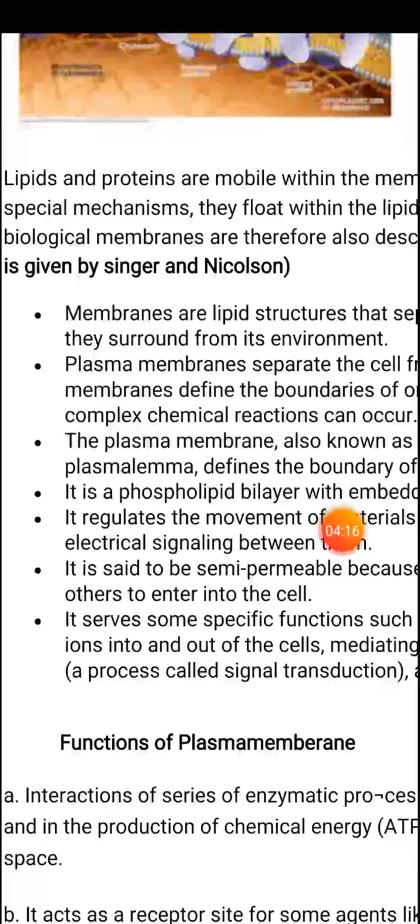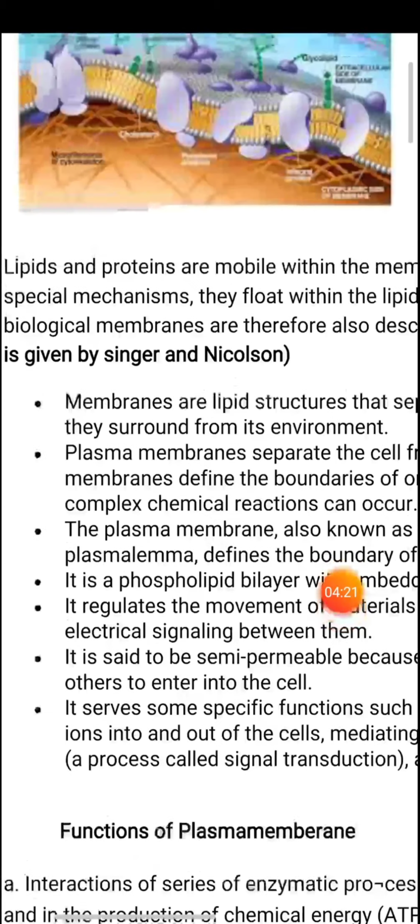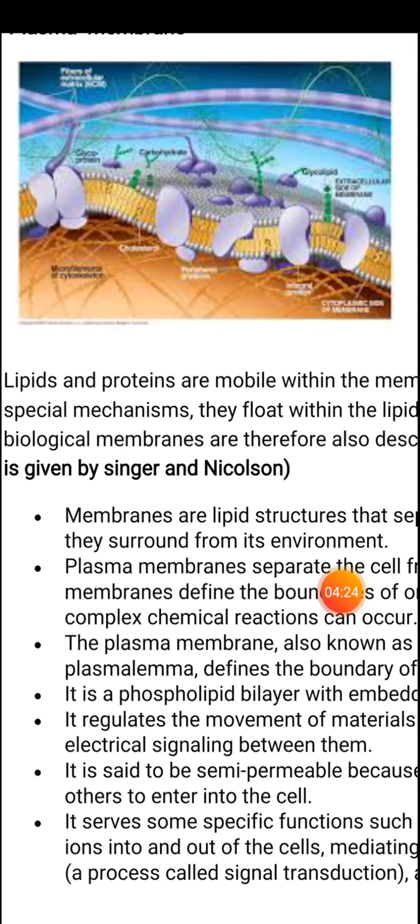And apart from that, this plasma membrane has a lot of receptors, because, as I said, this is the boundary of a cell. Since it is the boundary of a cell, any signal that comes from outside has to pass through this plasma membrane. Since it has to pass through it, it requires something on the surface which has to receive those signals and process them. We will study that later. So these are the functions of the plasma membrane.